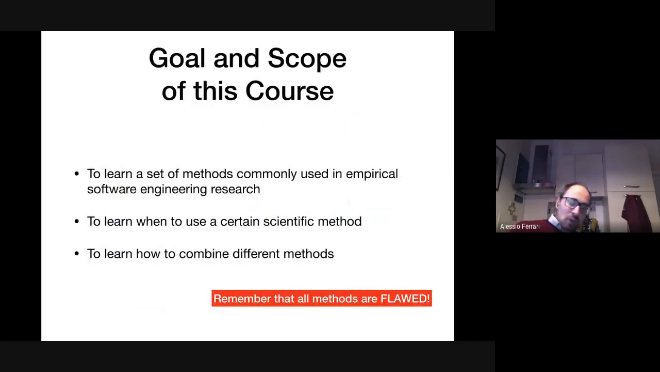So let's come to the goal of this course and then we make a break. The goal of this course is to learn these methods that are commonly used in empirical software engineering research. So you will learn some quantitative methods like experimentation and some qualitative methods like interviews, ethnography and grounded theory, and some terminology will be given later on.